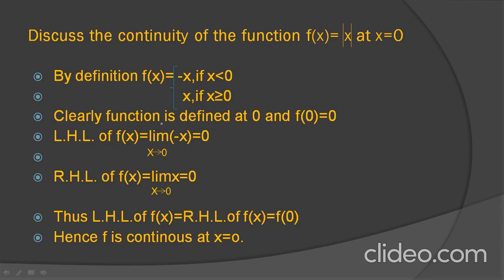Now again for right hand limit, check for x greater than 0, that is if we approach 0 from points greater than 0. So here the value of the function is only x. So again if we put the limit, that is x tend to 0, we get right hand limit as 0. So what we conclude is, left hand limit is equal to right hand limit, which is equal to value of the function at x equal to 0. So all of these are equal. So we can conclude here that f is continuous at x equal to 0.